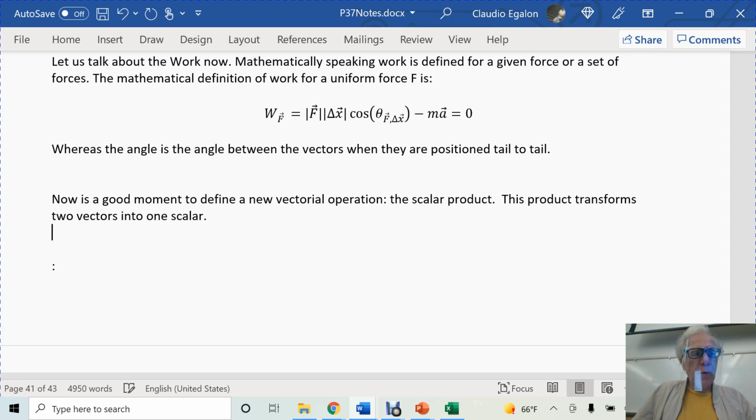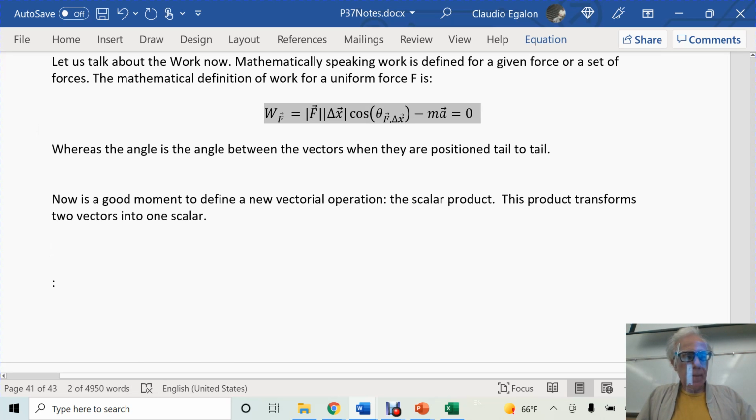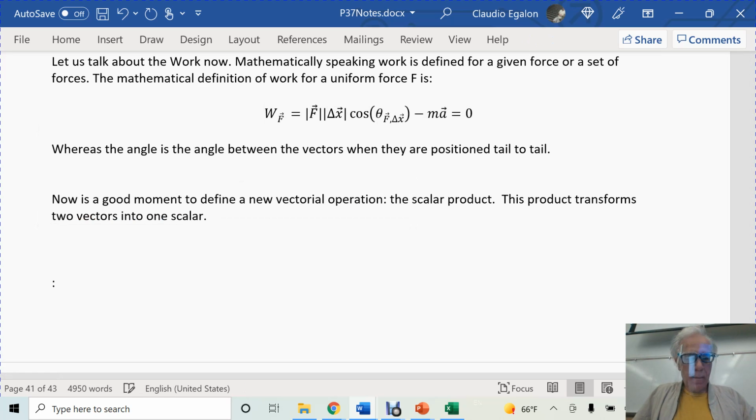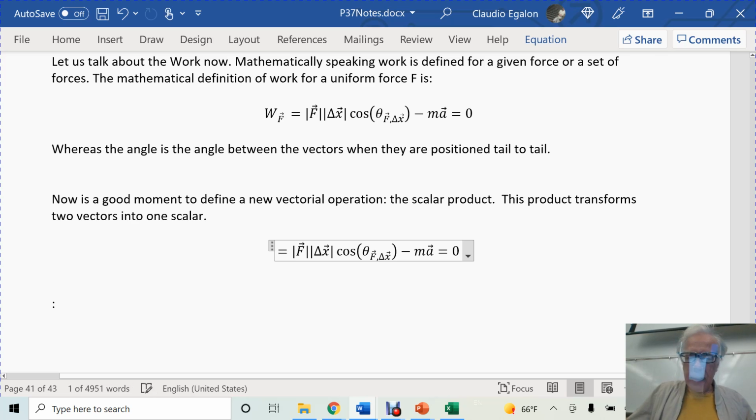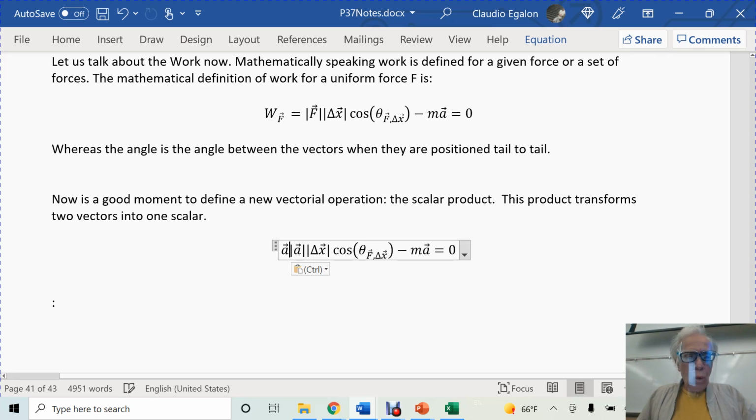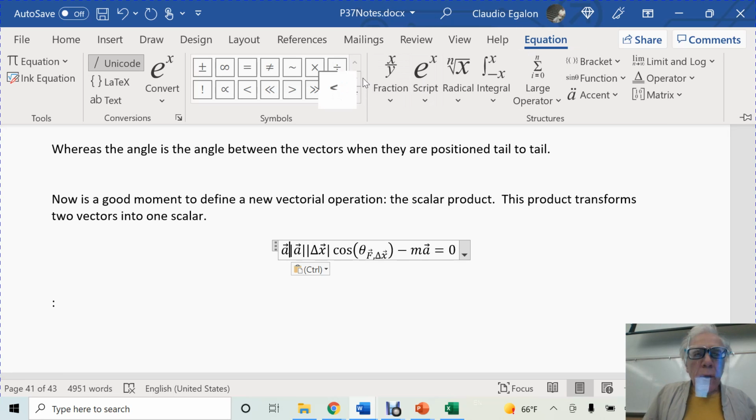Okay, so here you go. If you have two vectors, A and B, assume that you have two vectors A and B. The scalar product between those two vectors A and B is denoted A dot B. The scalar product is represented by a dot.